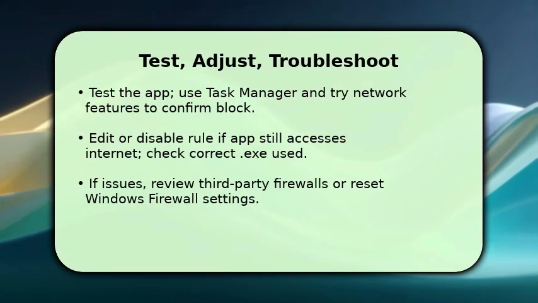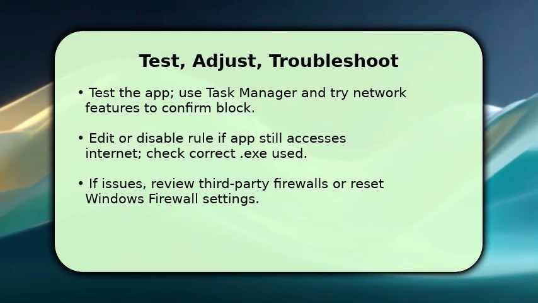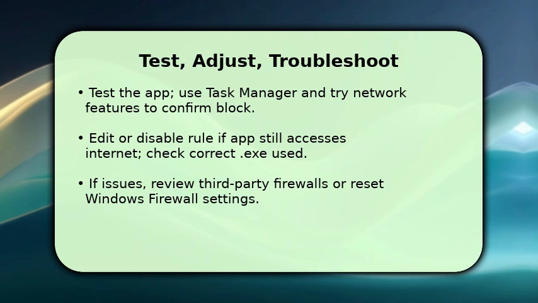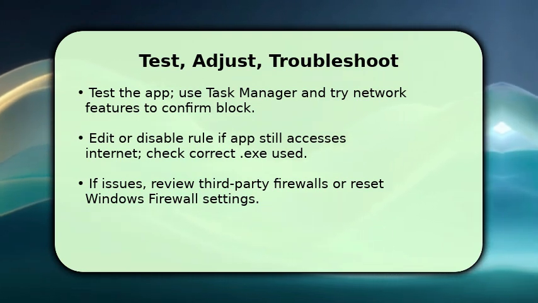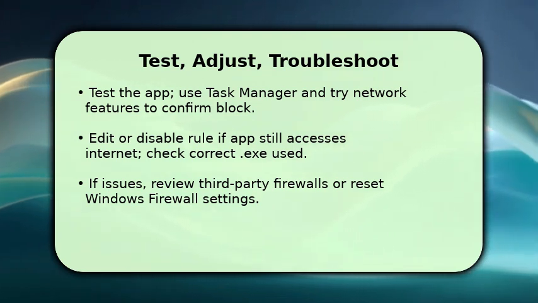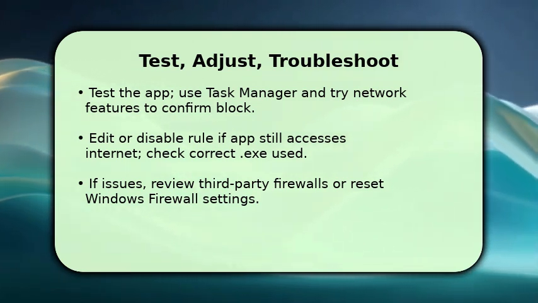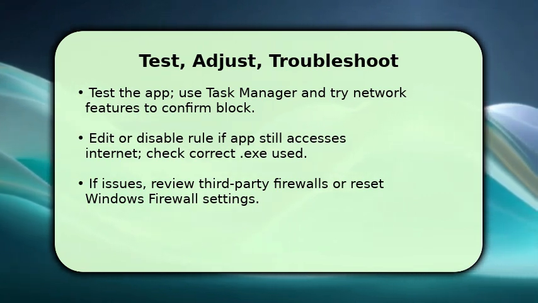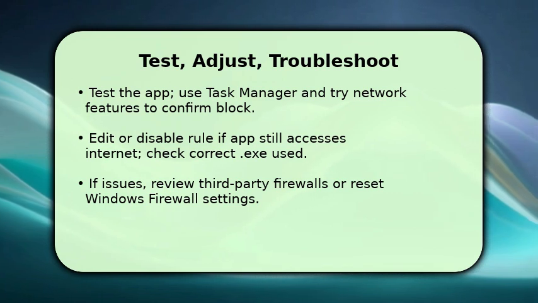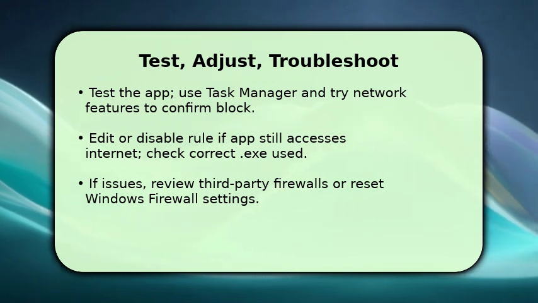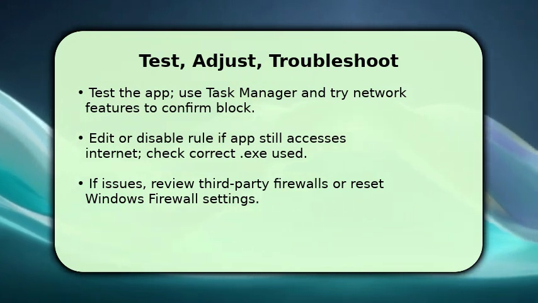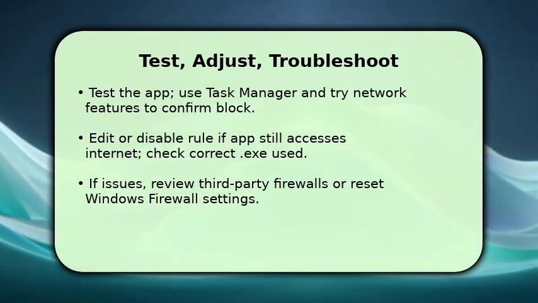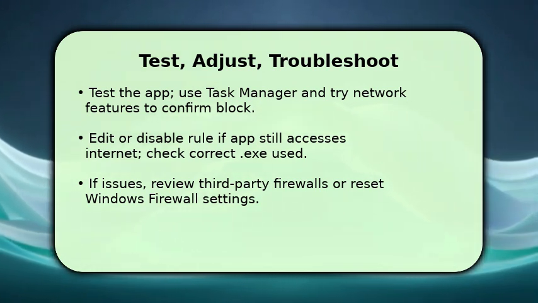Finally, test the app to confirm the block. Launch it and try any network-dependent feature. Use Task Manager to ensure the correct process is running. If the app still accesses the internet, edit the rule or disable it and verify you pointed to the right EXE. Some apps spawn helper processes. Make sure no third-party firewall or proxy is overriding Windows Firewall. As a last resort, reset Windows Firewall to defaults, but back up custom rules first to avoid losing other configurations.